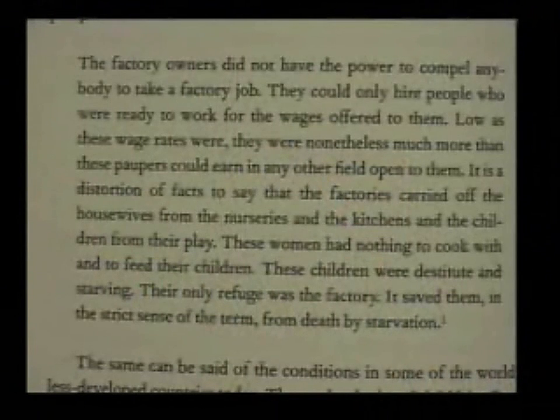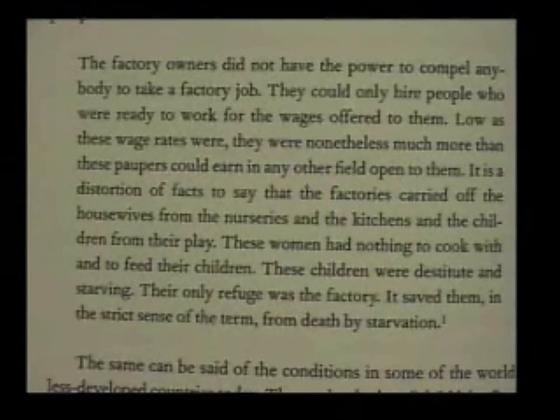These women had nothing to cook with and to feed their children. These children were destitute and starving. Their only refuge was the factory. It saved them, in the strict sense of the term, from death by starvation.